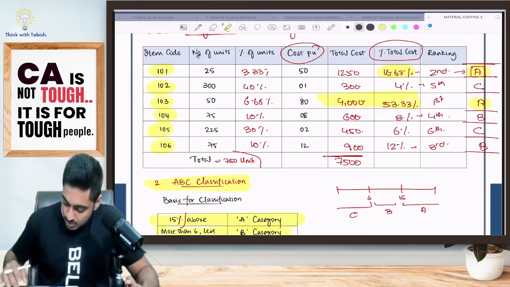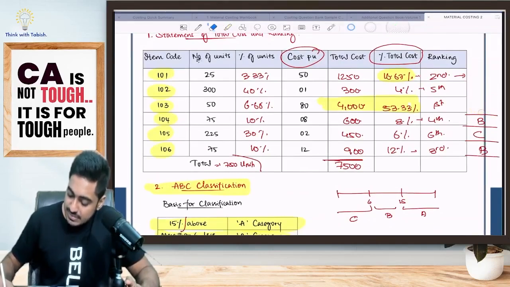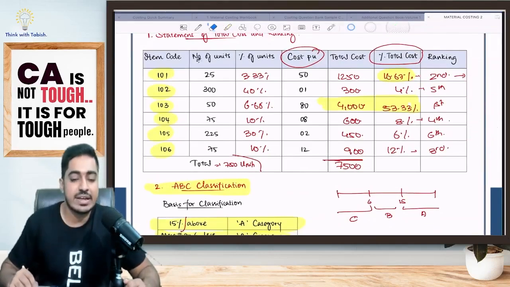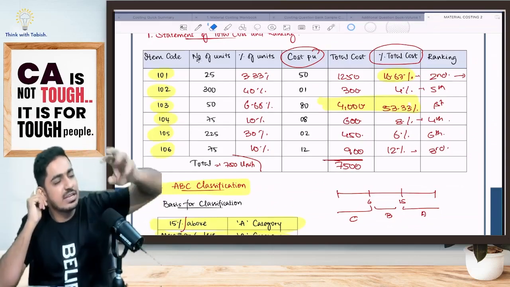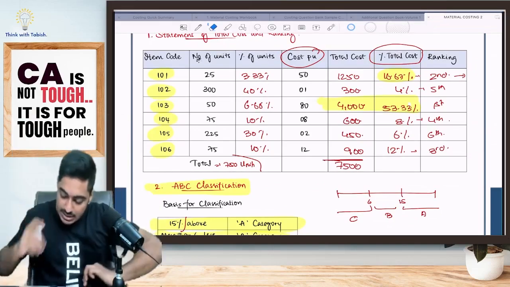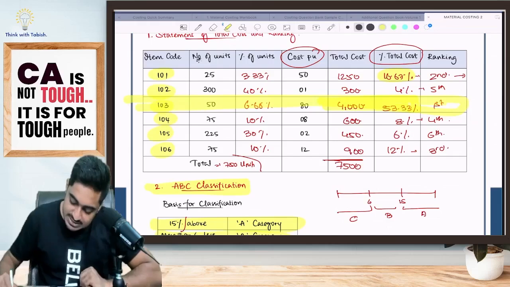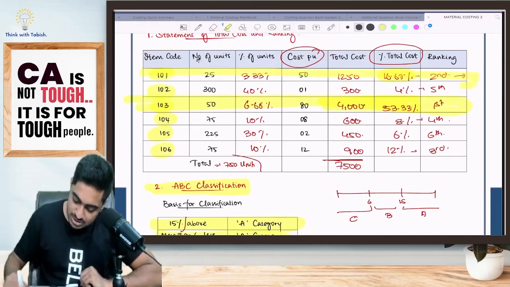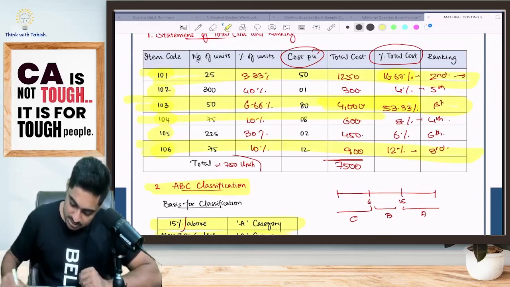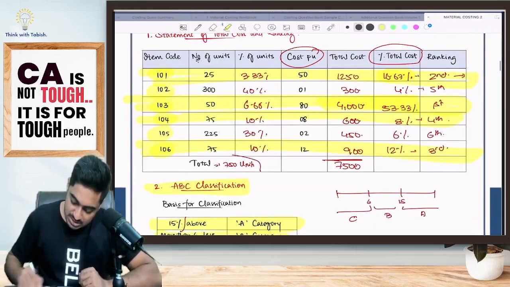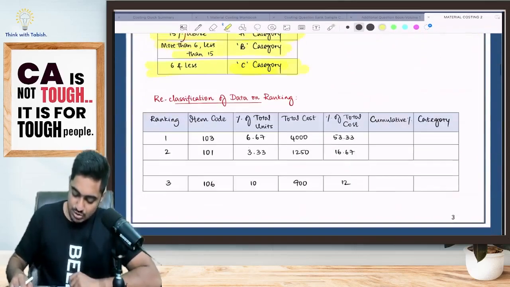Pay attention everyone. Now what I am going to do is, imagine this was not there. In this question I had specifically told how to categorize it as A, B, C. If question did not tell, what would I do? Tell me what is A category? Most valuable item. In this, what is the most valuable item? Item number 103. After that, second most valuable item is which? 101. Third most valuable is 106. Fourth most valuable is 104. Fifth most valuable is 102. Sixth most valuable is 105. Is this clear everyone?